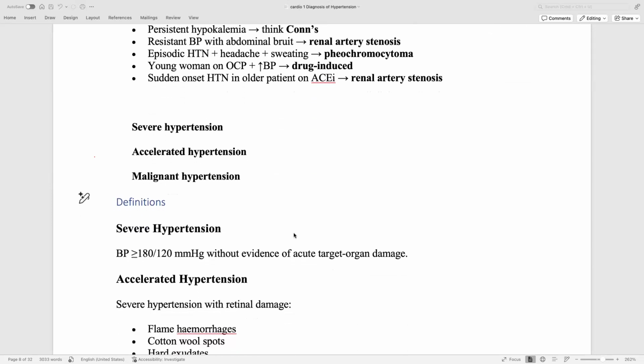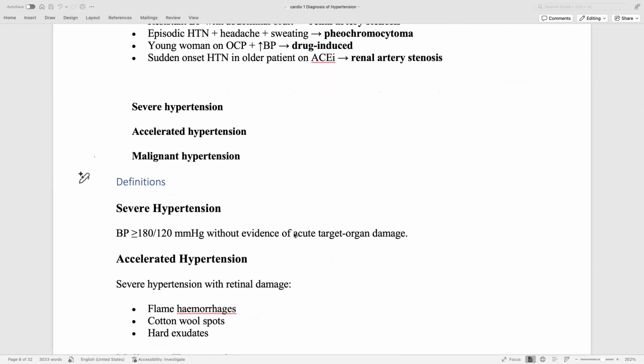Let's come to hypertensive emergencies. We have severe hypertension. When do we say this patient is having severe hypertension? If the blood pressure is above 180 systolic or above 120 diastolic. 180 itself or 120 itself, of course without target organ damage. This is severe hypertension.